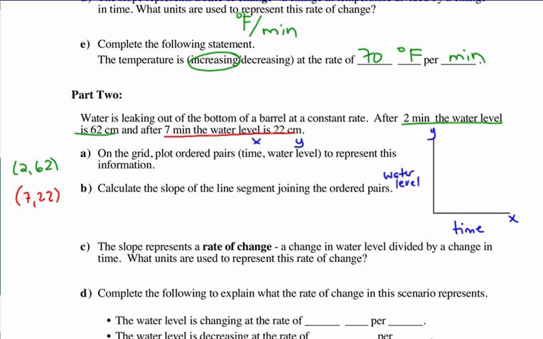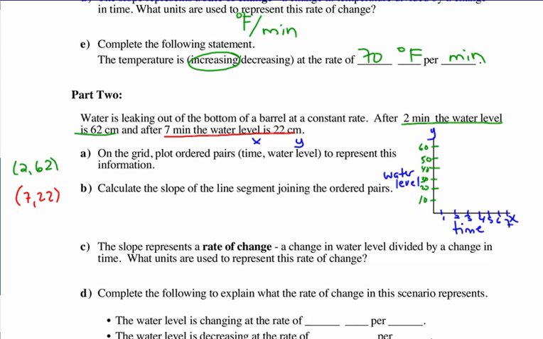So our x's, we know we have to go up to 7. So 1, 2, 3, 4, 5, 6, 7. And we need to go up to 60 on the y-axis, so I'll go up by 10s. 10, 20, 30, 40, 50, 60. It's going to be a little bit of an estimate. And our horizontal, 1, 2, 3, 4, 5, 6.